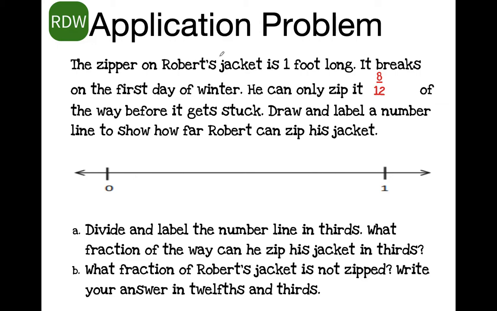It says the zipper on Robert's jacket is 1 foot long. It breaks on the first day of winter. He can only zip it 8/12 of the way before it gets stuck. Draw and label a number line to show how far Robert can zip his jacket.